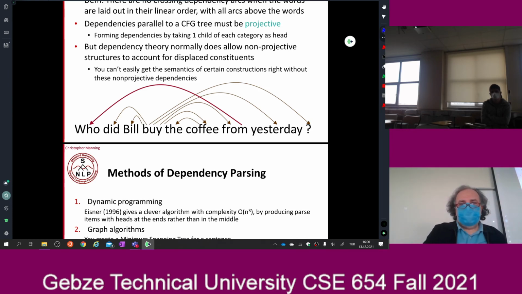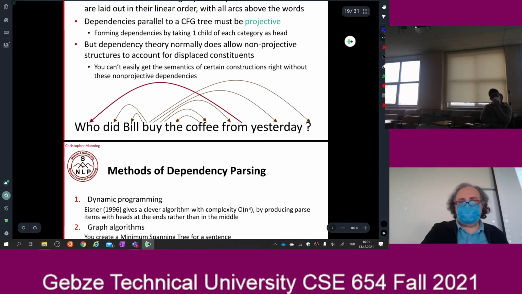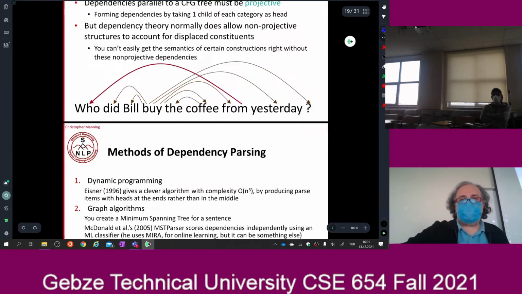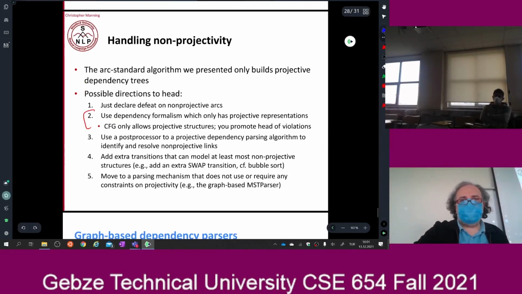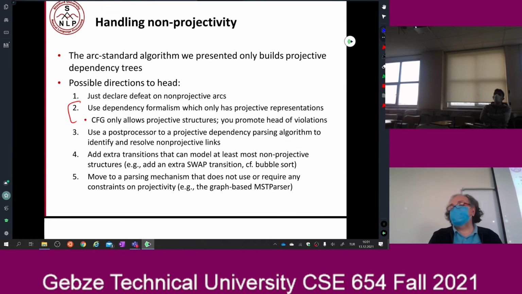So, who and from. Buy is definitely the root, right? If I draw the root, it's definitely going to cross this one. So who is making a problem? So how am I going to parse those kind of things? First one, the one that we like most, we don't handle it. We don't parse those kind of sentences.